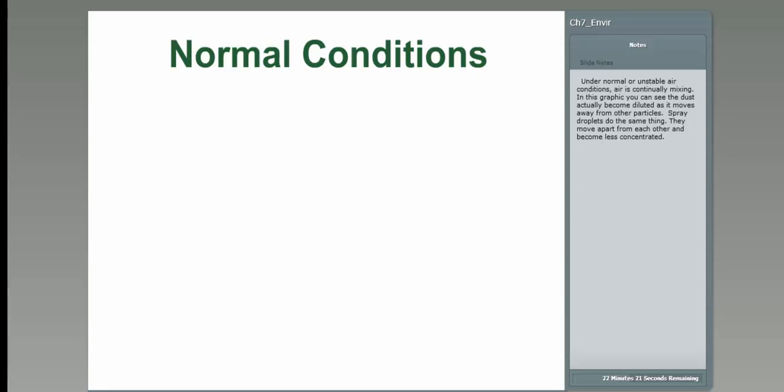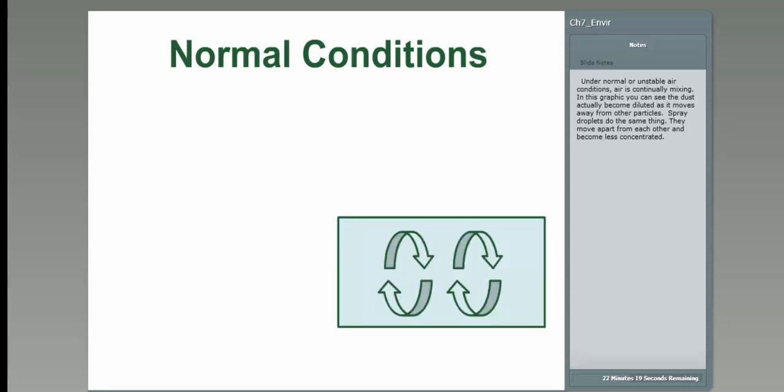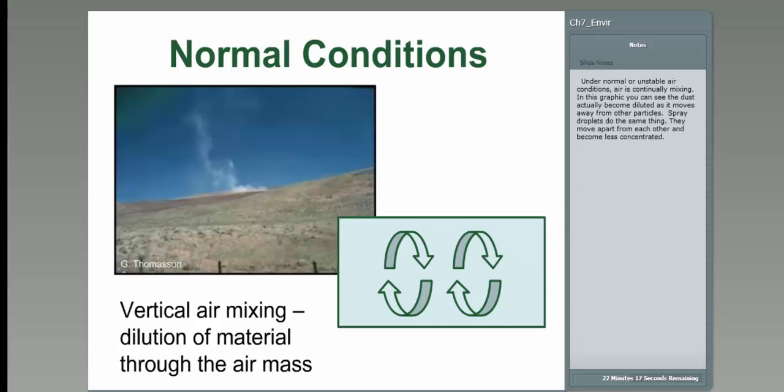Under normal or unstable air conditions, air is continually mixing. In this graphic, you can see the dust actually become diluted as it moves away from other particles. Spray droplets do the same thing. They move apart from each other and become less concentrated.